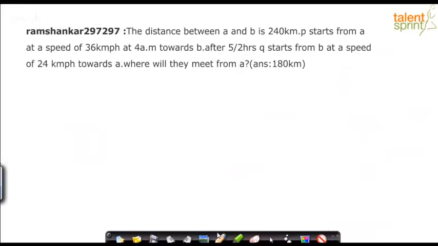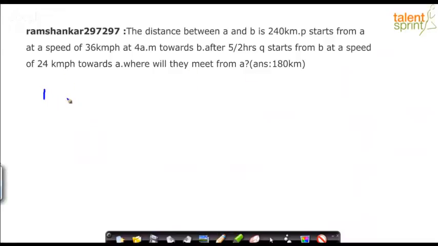The distance between A and B is 240 kilometers. P starts from A at a speed of 36 kilometers per hour at 4 a.m. towards B. After 5.5 hours, Q starts from B at a speed of 24 kilometers per hour towards A. Where will they meet from A? See, time and distance, regular type of questions, right?